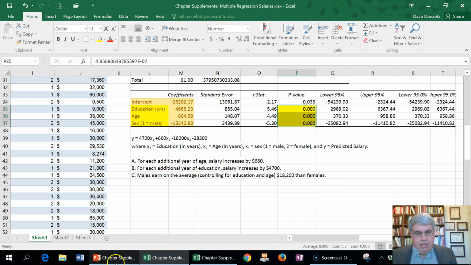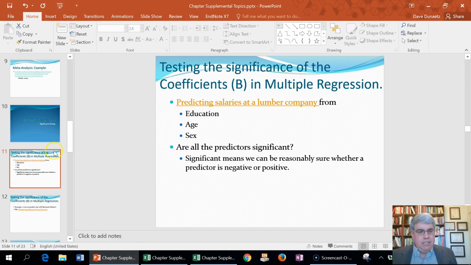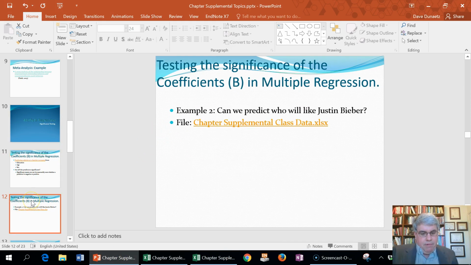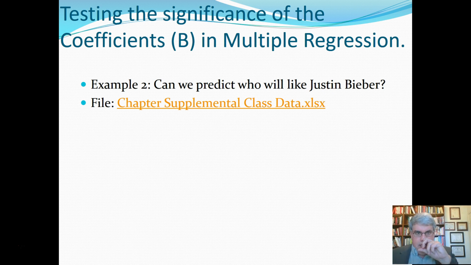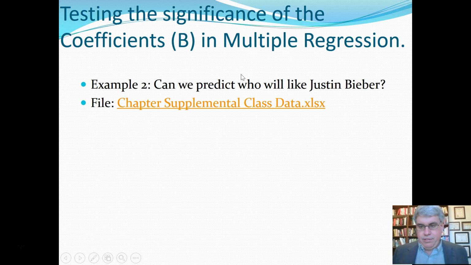All right, let's go back to our text here. And what we're going to do now is we're going to run a regression analysis, and we're going to look at some class data, and we want to see if we can predict who will like Justin Bieber based on demographics.